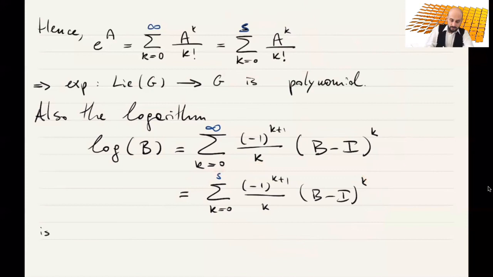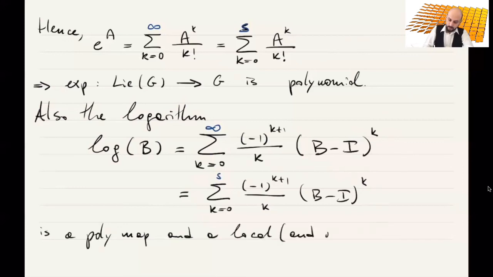Log is a polynomial map, and a local and global inverse of exp, because they're polynomials. Okay, so in particular, exp is a global diffeomorphism.